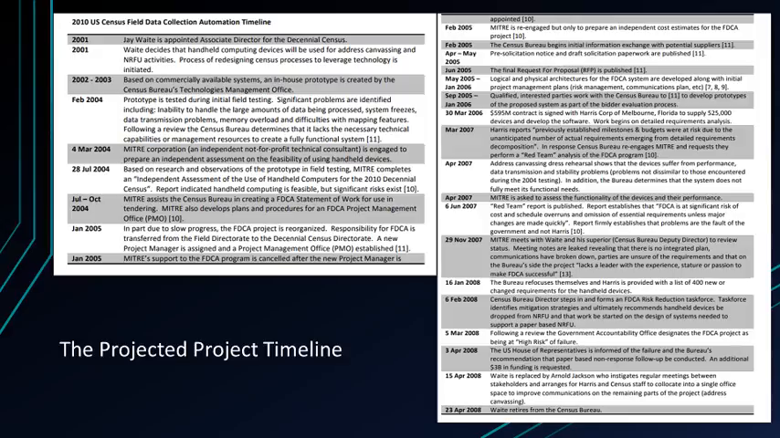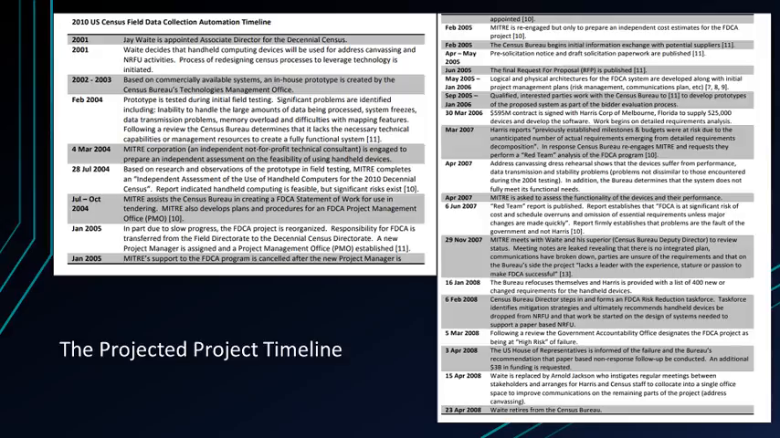16th of January 2008. The Bureau refocuses themselves and Harris is provided with a list of 400 new or changed requirements for the handheld devices. 6th of February 2008. Census Bureau Director steps in and forms the FDCA Risk Reduction Task Force. The task force identifies mitigation strategies and ultimately recommends handheld devices be dropped from the NRFU and that work be started on the design of systems needed to support a paper-based NRFU.